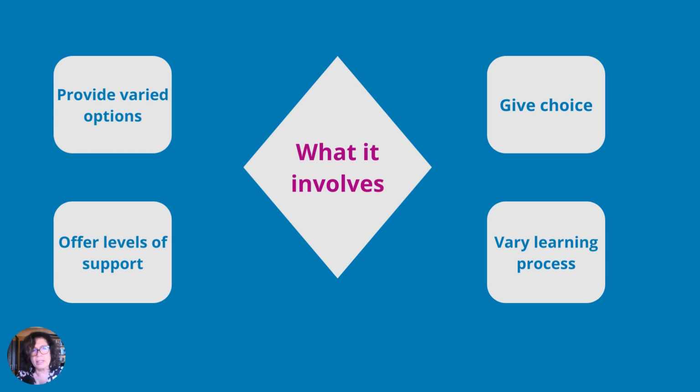Now, what does this differentiating process involve? It involves providing varied options at different levels of difficulty or based on different learning interests. Also, it means offering different amounts of support, either from the teacher or from peers. Also, giving choices about how students express their understanding and varying the learning process depending upon how students learn.